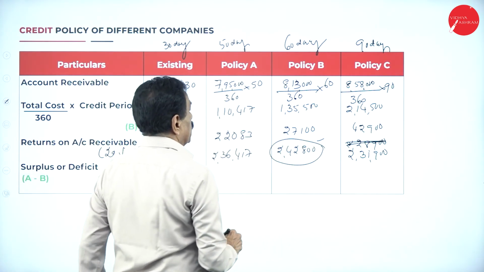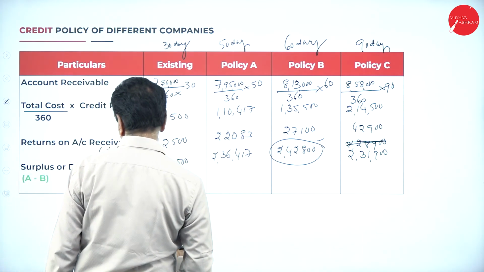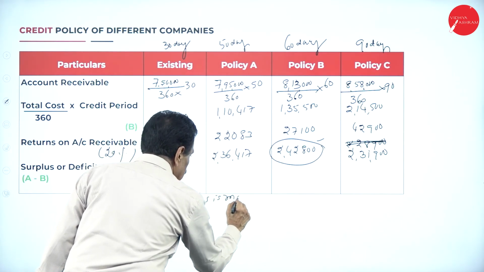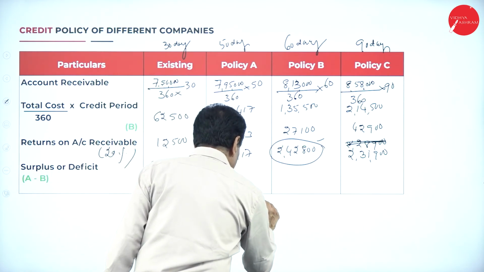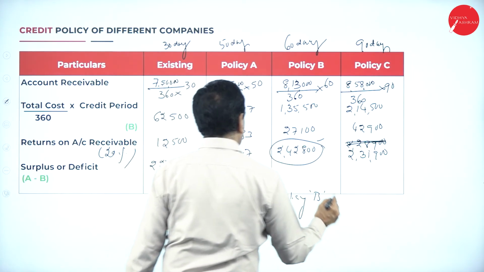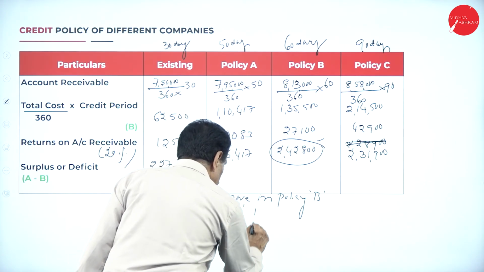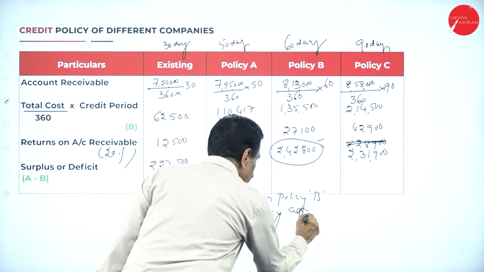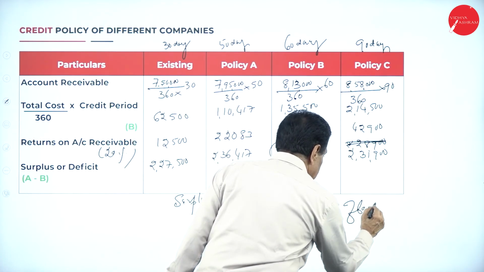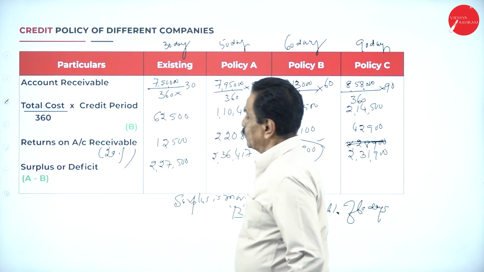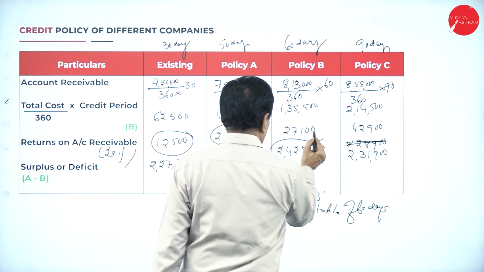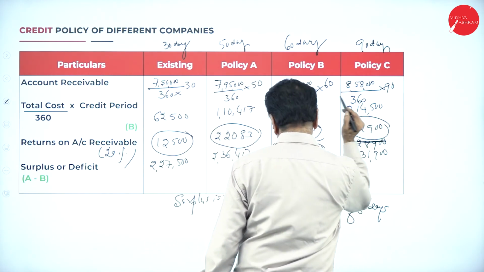2,42,800 is more. So your surplus is more in policy B. So B is acceptable, policy B for 60 days. So your accounts receivable is 12,500, 22,083, 27,100, 42,900. It's okay for us.